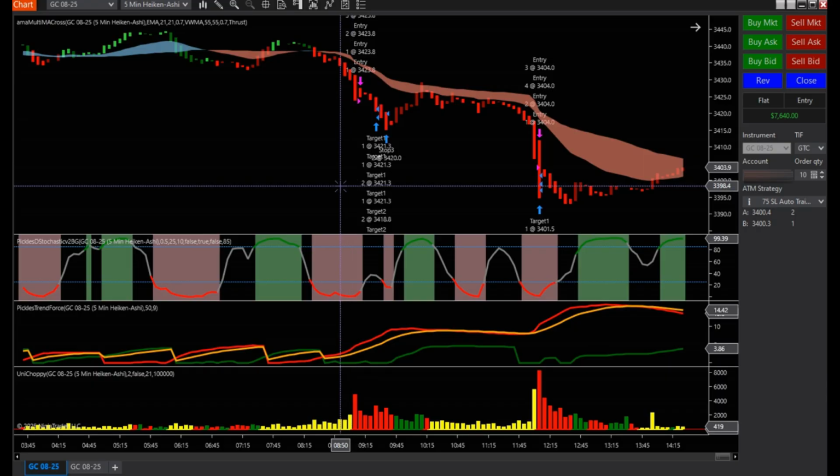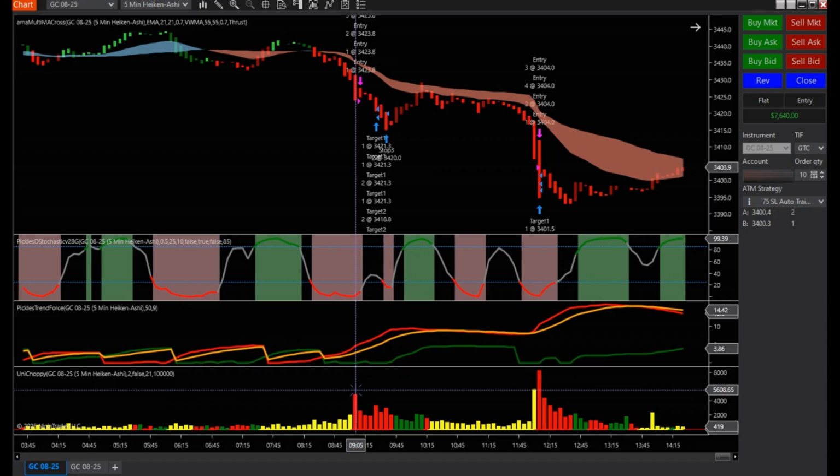So basically, you want to go into a trade once consolidation or choppy period has ended. You want to just go right into the trade, and then whatever profit target you have set, that's your profit. So here you can see I entered here.